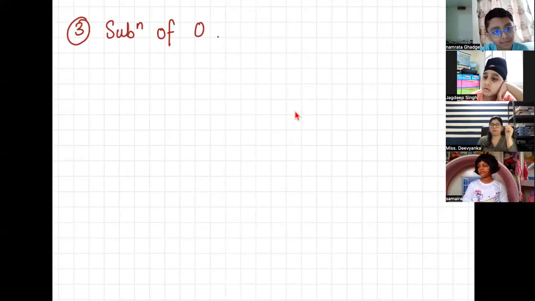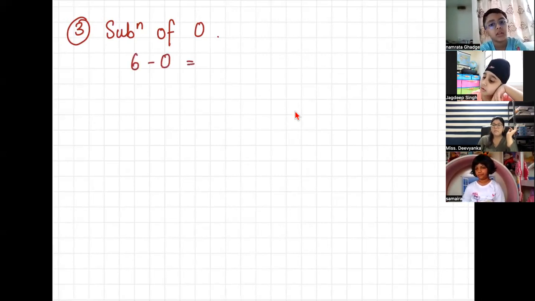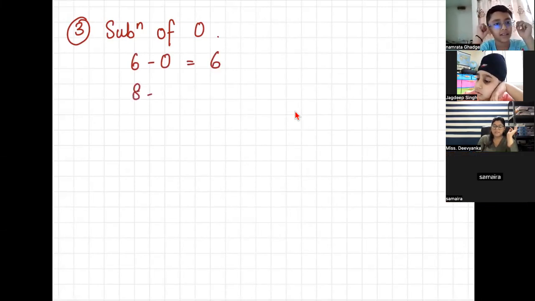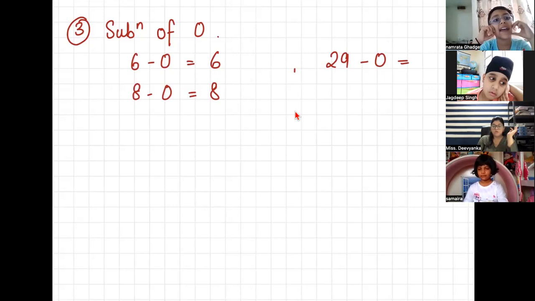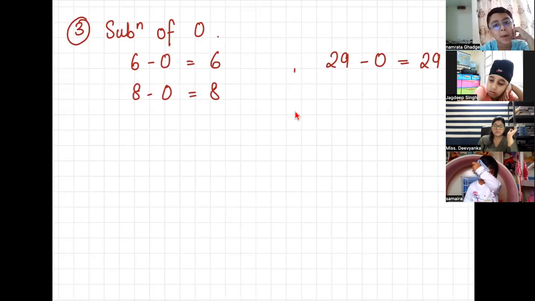Okay, this is kind of a property of subtraction as well. Any number minus 0 is equal to the same. If I'm doing 6 minus 0, what will be the answer? 6. If I'm doing 8 minus 0, what will be the answer? 8. Let's say I'm doing 29 minus 0. What will be the answer? 29. Correct.